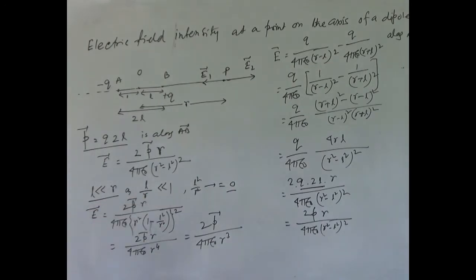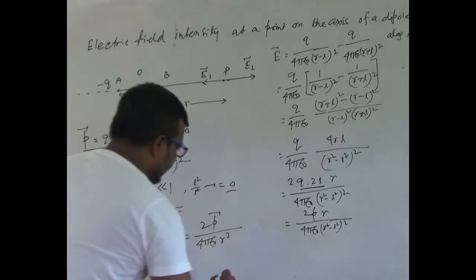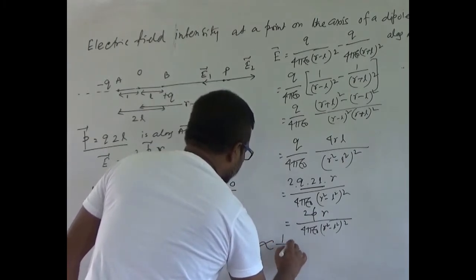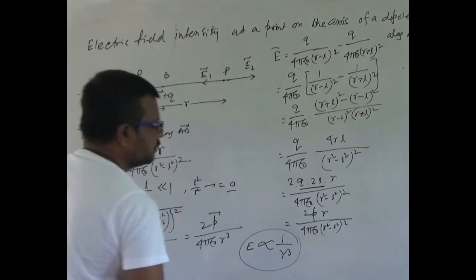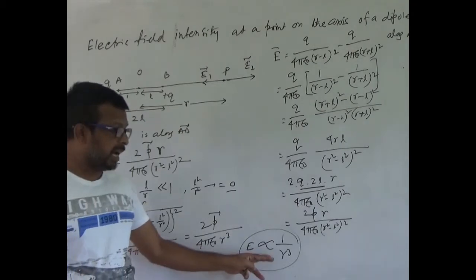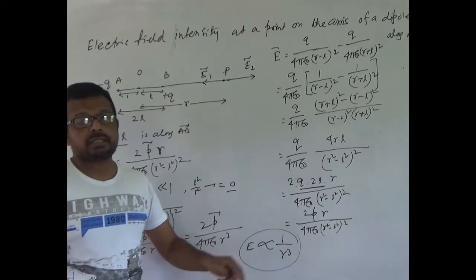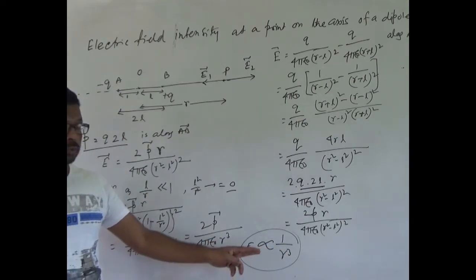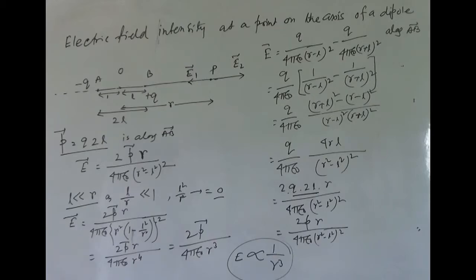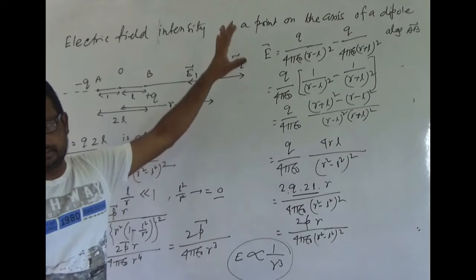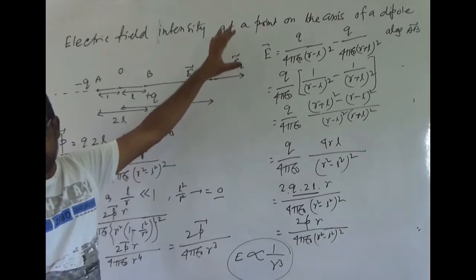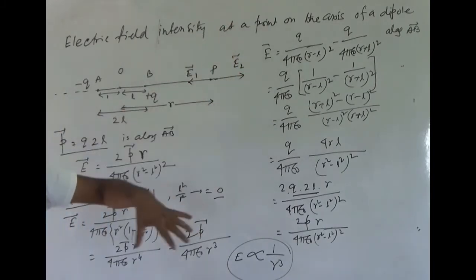You see here that E is proportional to 1 by R cube. Electric field is inversely proportional to the cube of the distance, not the square of the distance. This is one special point. Electric field due to a dipole at an axial point, this point is also known as end-on position. This position is also known as end-on position, right?